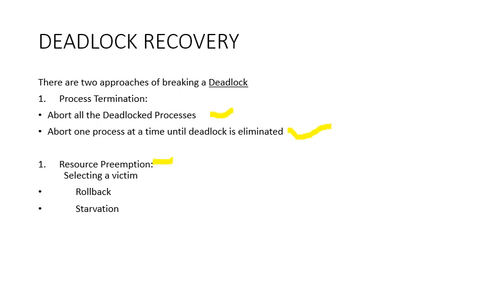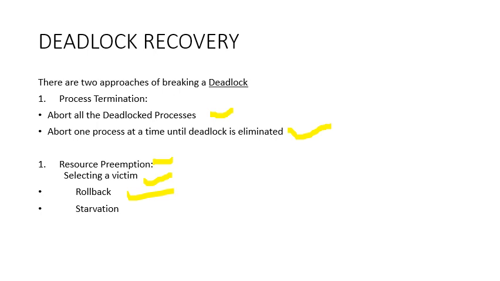To eliminate the deadlock using resource preemption, we preempt some resources from the processes and give those resources to other processes. This method raises three different issues. The first issue is selecting a victim. Here we must determine which resource and which process are to be preempted, and also the order, to minimize the cost. And the second issue is rollback.